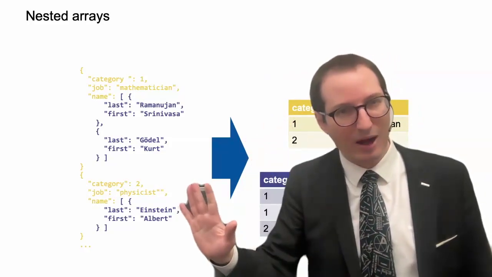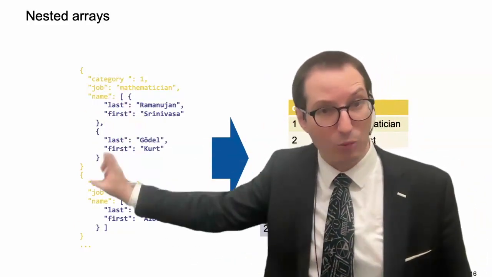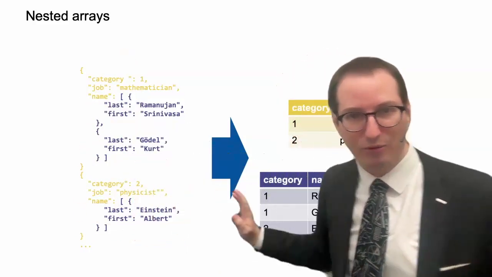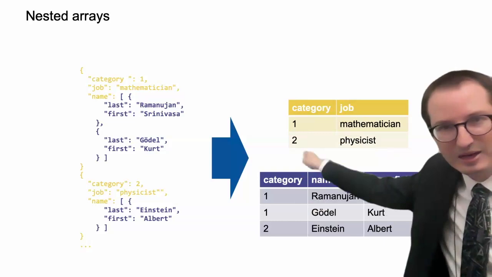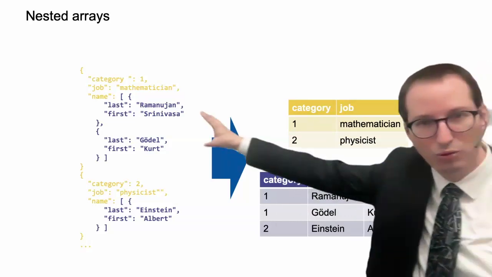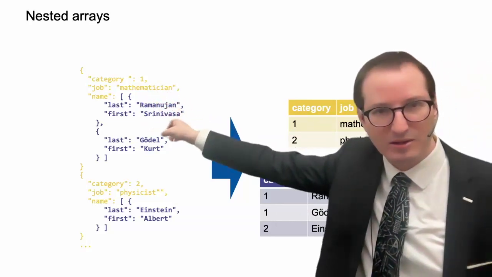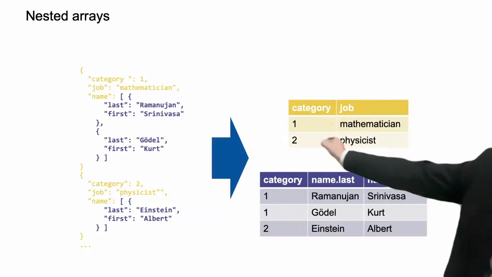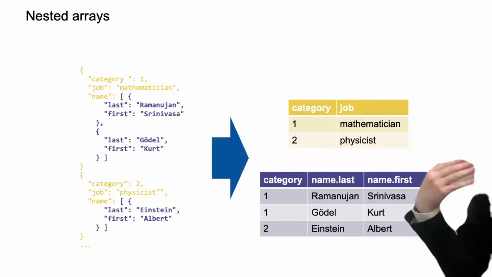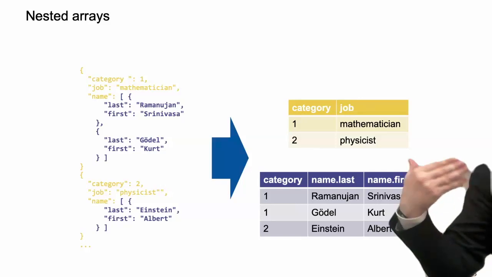You can map it to a table. How do you do it? You just do two tables. One table for the top level and one table for the nestedness here. And then you have a foreign key and a primary key. You basically link them via a join to link it back. So Srinivasa Ramanujan and Kurt Gödel are linked back to here, and Albert Einstein to this one, right? So you can fix it, but it's on a case-by-case basis.